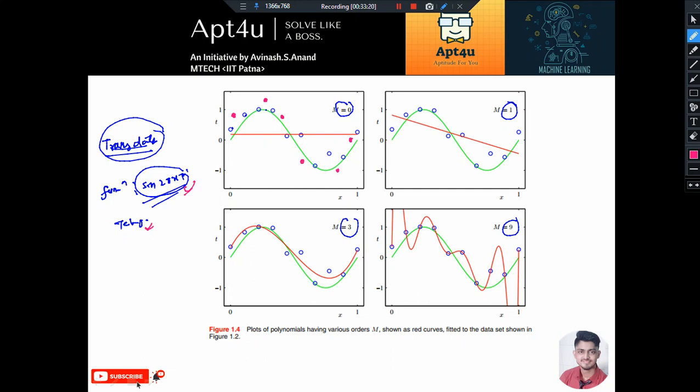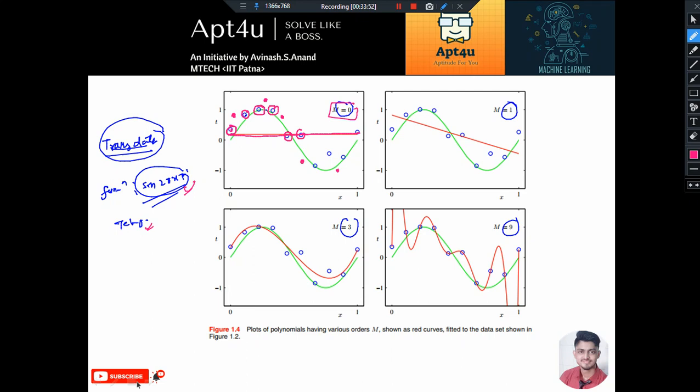Now, this red line is what the model is predicting for m equal to 0. The model found that this is the pattern the data is actually following. Accordingly, it will find the training error. How will it find the training error? Basically, it is the difference between the predicted value and the actual value of these blue data points. So for training error, you focus on the blue points because they are the training data.